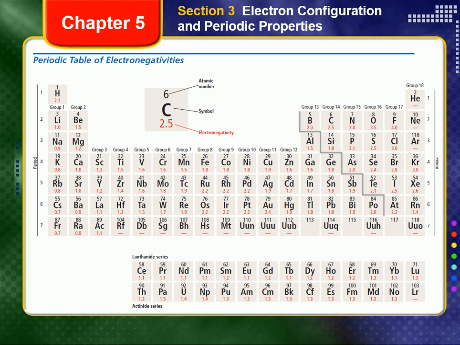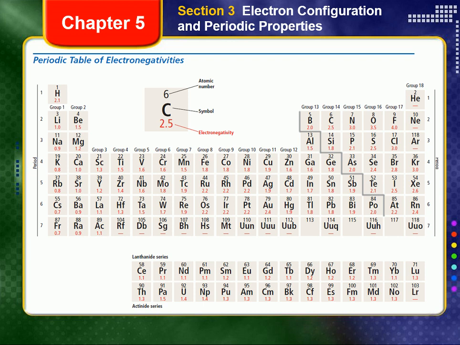Period trends. As shown in figure 5-20 on page 151 of your text or on the screen now, electronegativities tend to increase across each period, although there are some exceptions. The alkali and alkaline earth metals are the least electronegative elements. In compounds, their atoms have low attraction for electrons. Nitrogen, oxygen, and the halogens are the most electronegative elements. Their atoms attract electrons strongly in compounds.